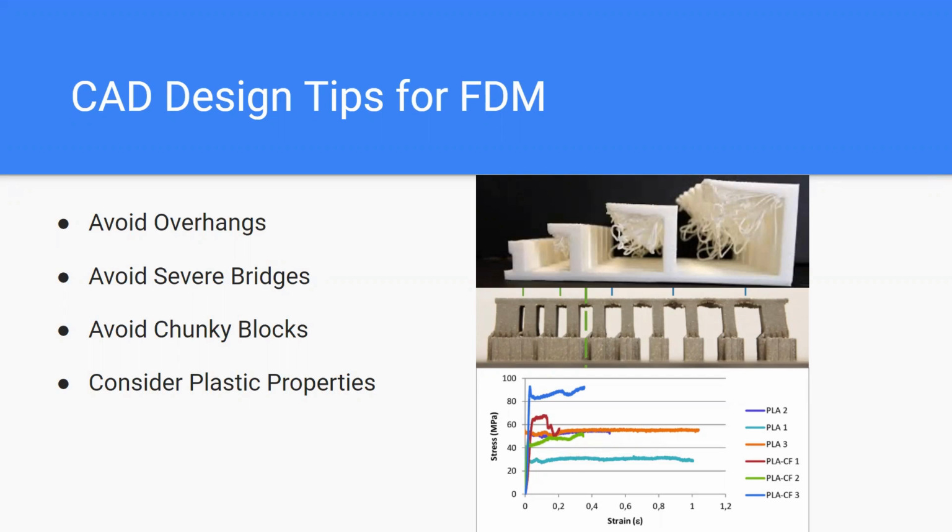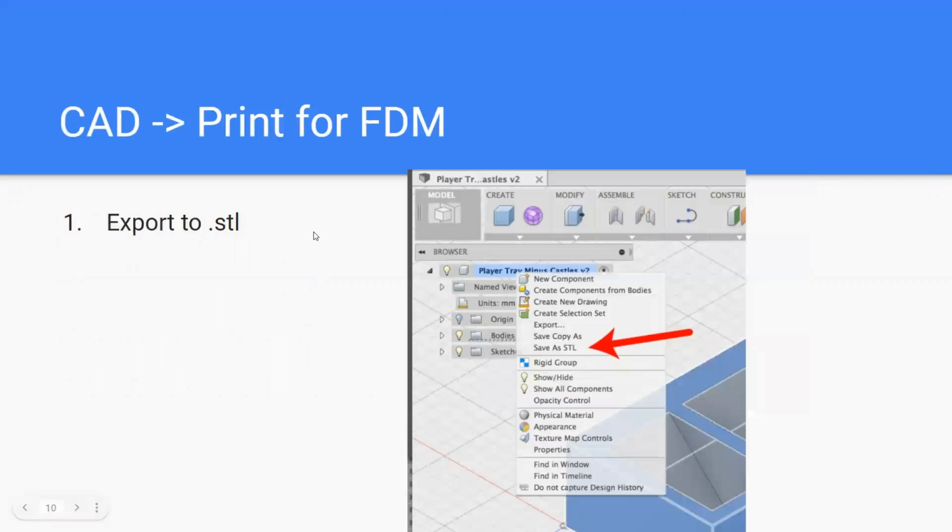As you can see in that second image, it starts to degrade in the archways of each of these gaps between main pillars. That's because, again, gravity is going to start bringing down those prints before the plastic has cooled. You're also going to want to avoid chunky blocks, as they're an inefficient use of your filament, and consider plastic properties when you're designing and optimizing.